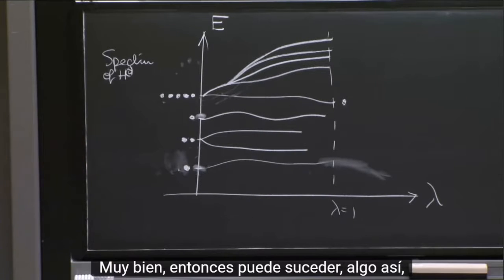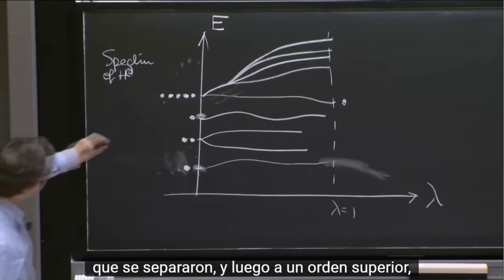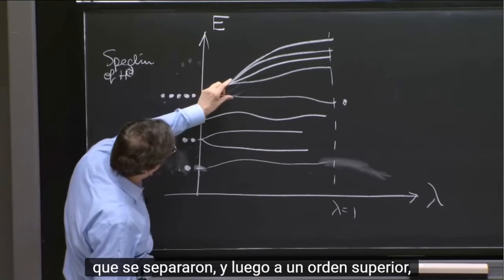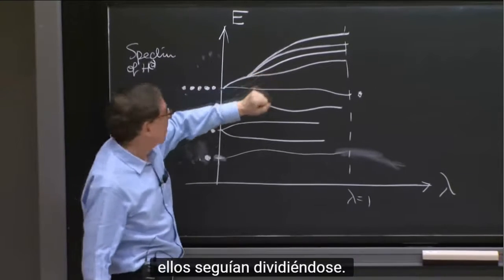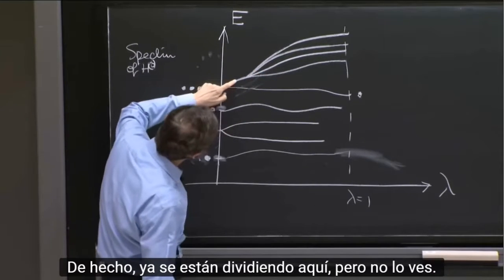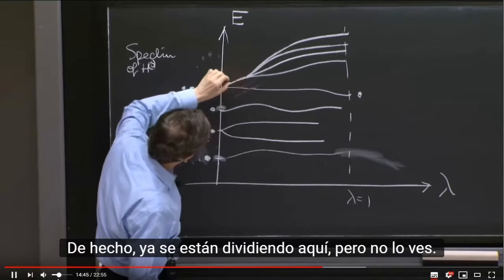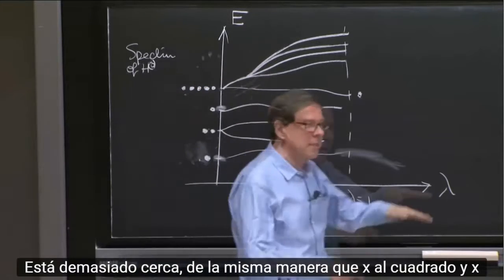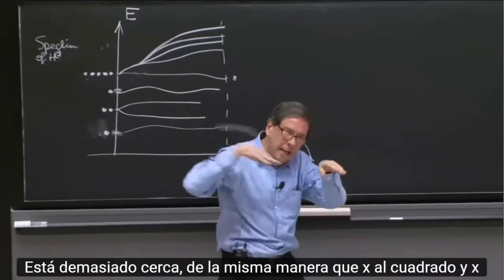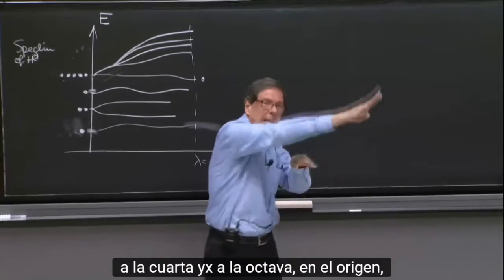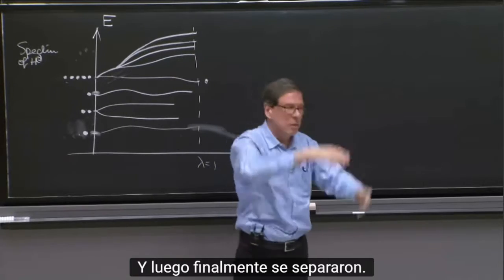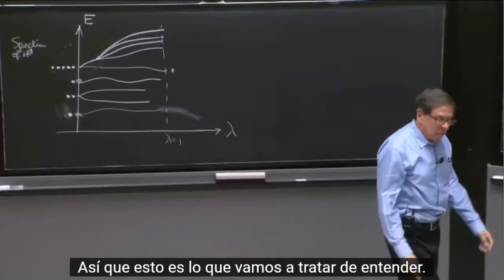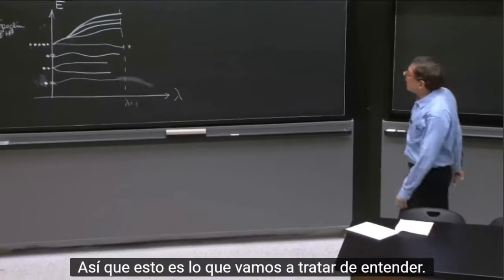All right. So it may happen something like that, that they split, and then to higher order they keep splitting. In fact, they're splitting here already, but you don't see it. It's just too close. Just the same way as x squared and x to the 4th and x to the 8th, sort of at the origin, they all look the same, and then they eventually split. So this is what we're going to try to understand.